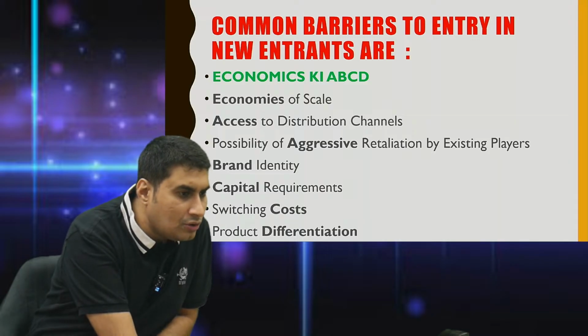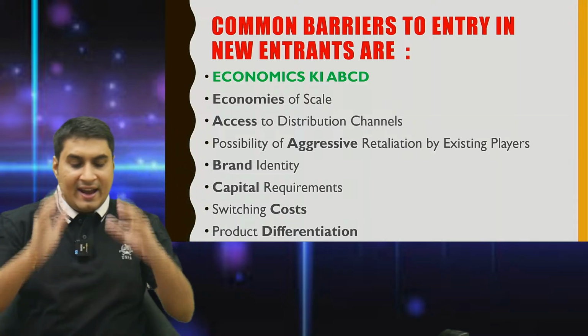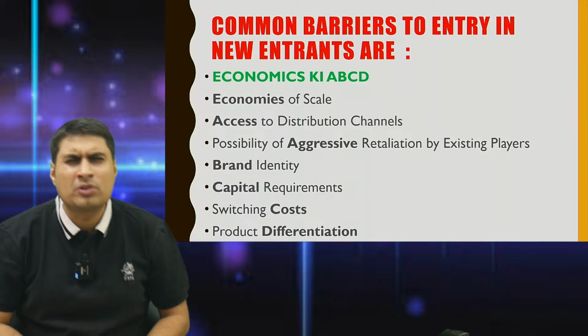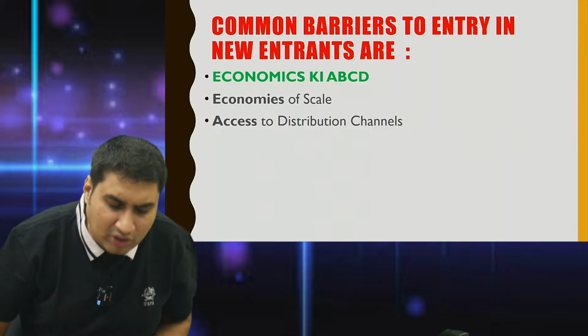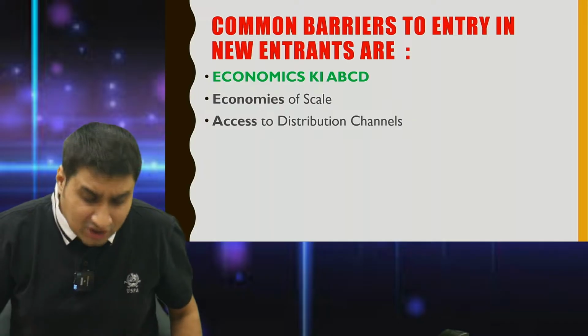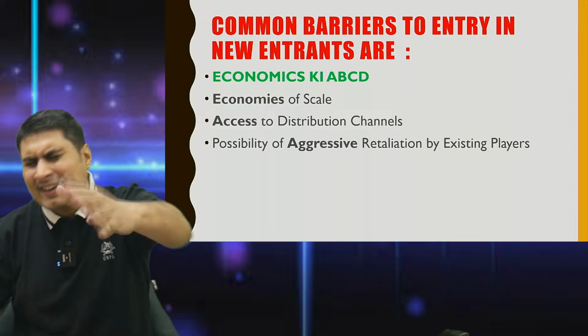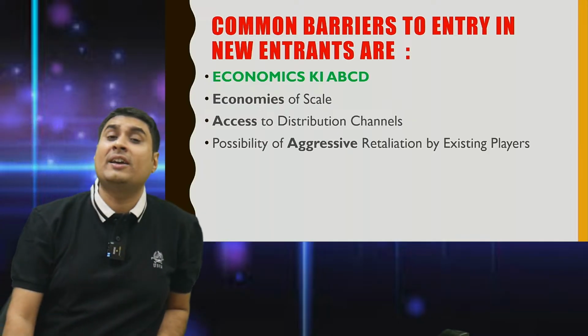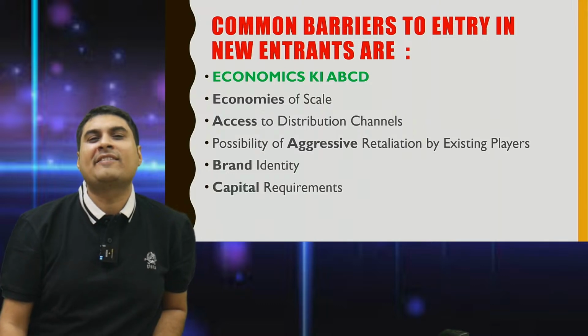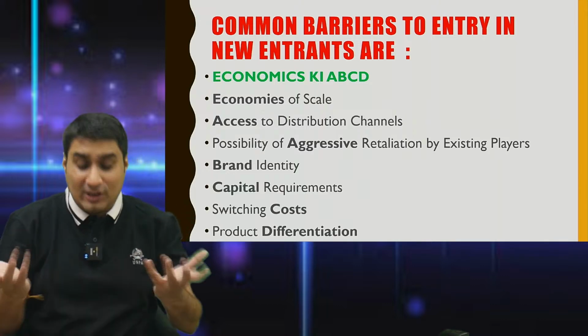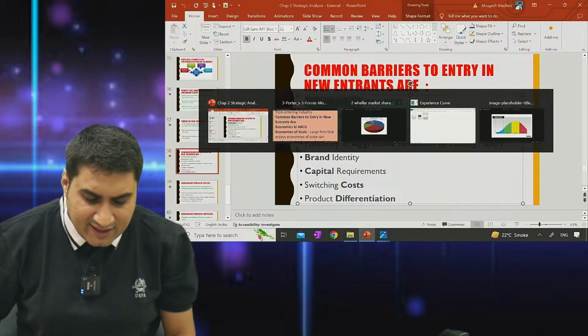Start. One, two, three. Tell me, what are barriers to new entrants? Economics ki ABCD. Economies of scale. Access to distribution channel. Possibility of aggressive retaliation by existing player. Brand identity. Capital requirement, switching cost. Product differentiation. Now, very easy points are there.